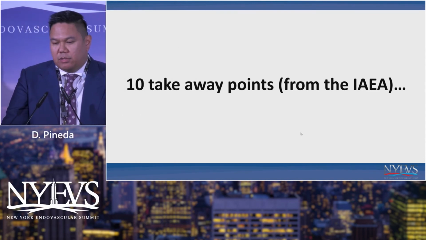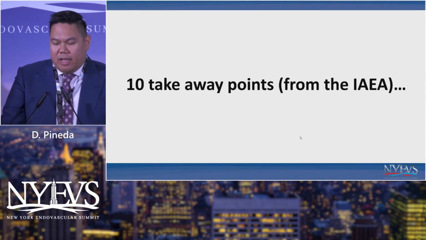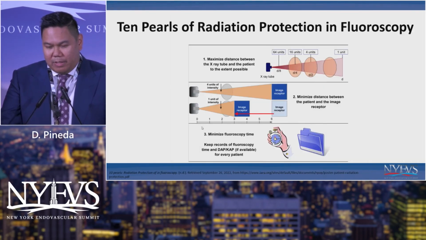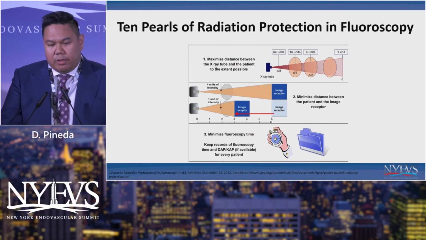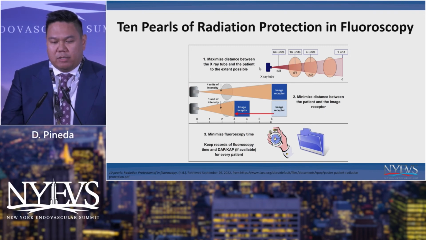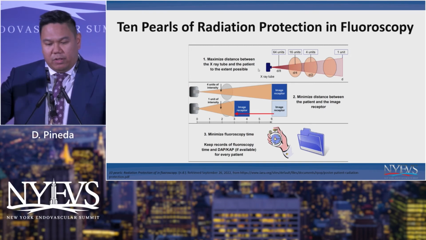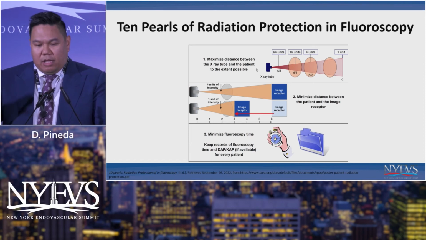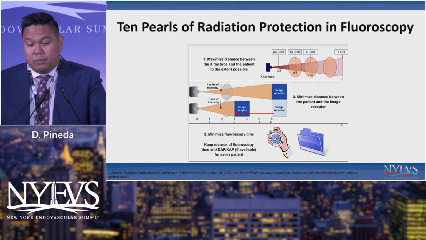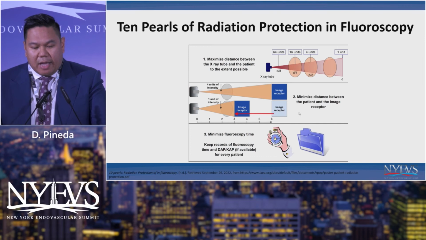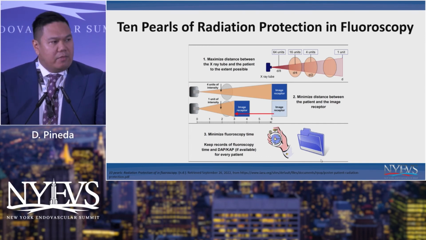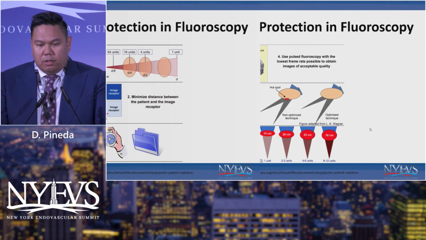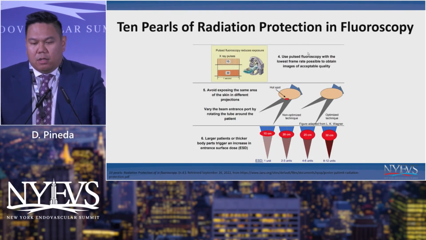So some 10 takeaway points from the International Atomic Energy Agency. Radiation is internationally regulated by many different committees. There's 10 pearls that I mentioned before. I'll just summarize quickly. Number one is to maximize the distance between the X-ray tube and patient. So lifting the table as high as possible, keeping the image receptor as low as possible, and the image receptor close to the patient as well helps reduce scatter and radiation dose. Number two, minimizing fluoroscopy time, having the team efficiently working together to improve patient outcome.